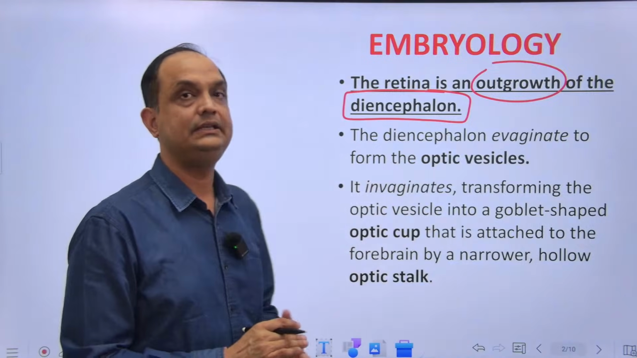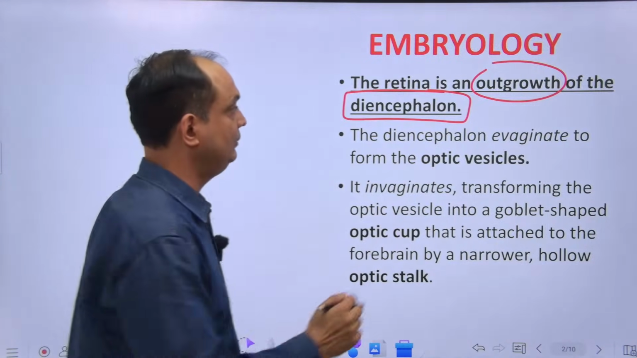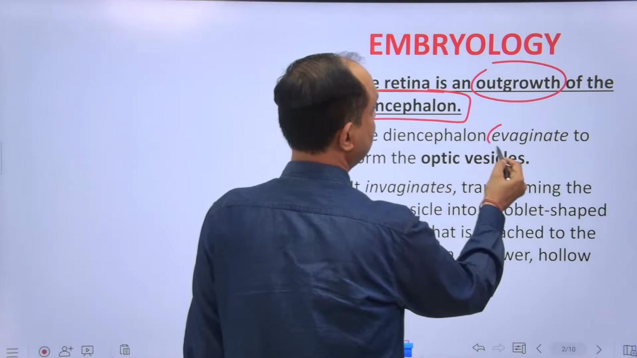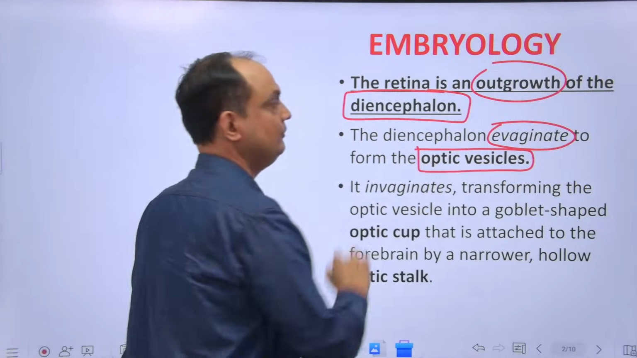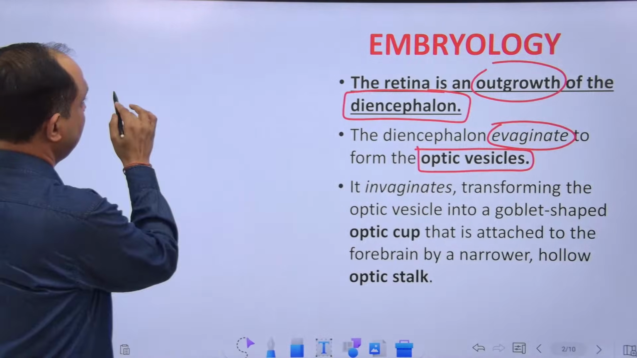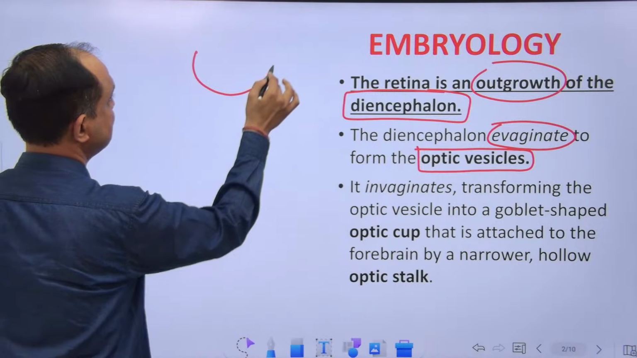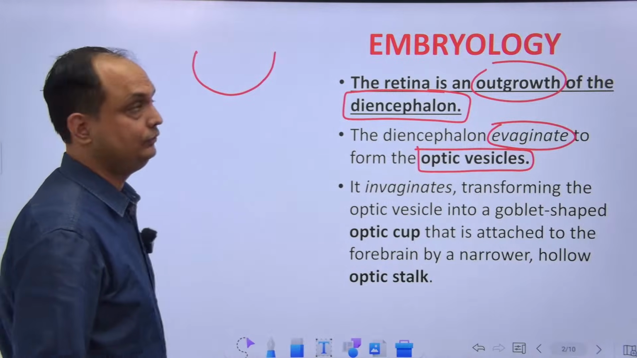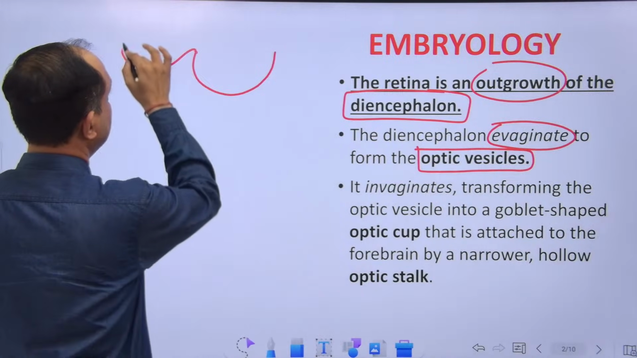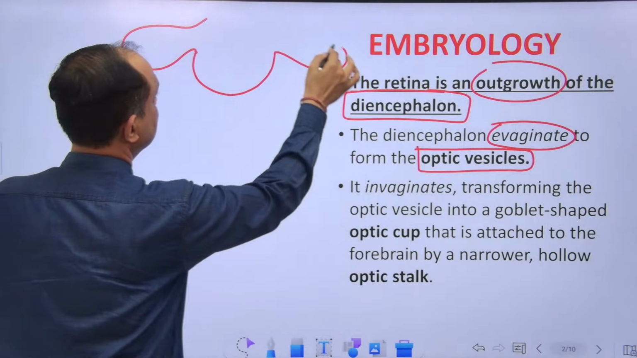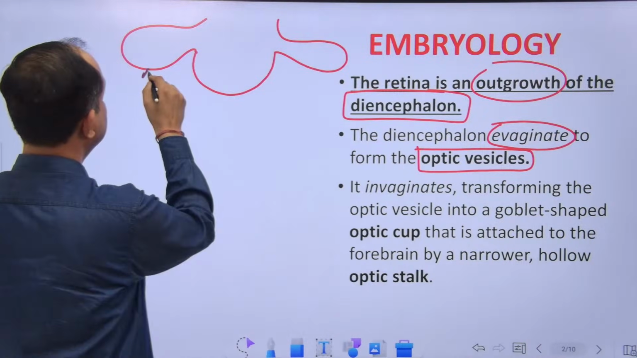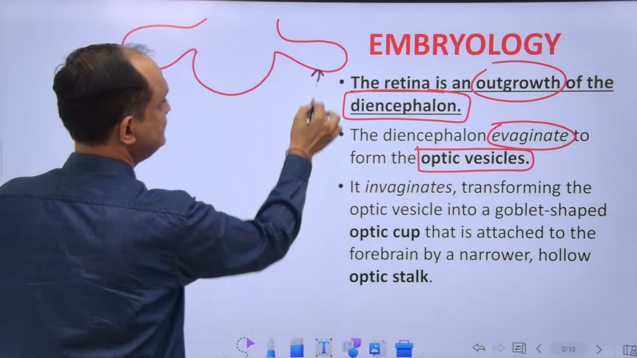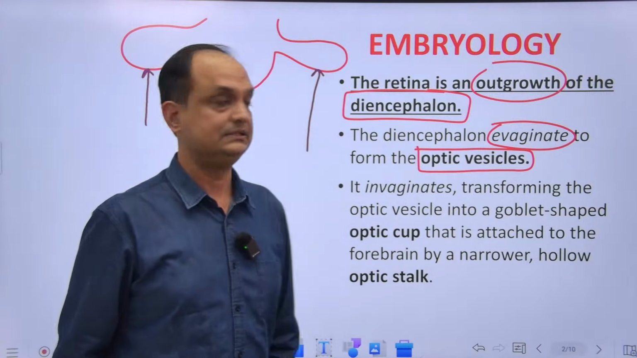Now the diencephalon will show the outpouching or evagination in the form of the optic vesicle. That means you can see that this is the diencephalon, which is part of the forebrain, and it is showing two outpouchings on both sides. These outpouchings on both sides are known as optic vesicles.